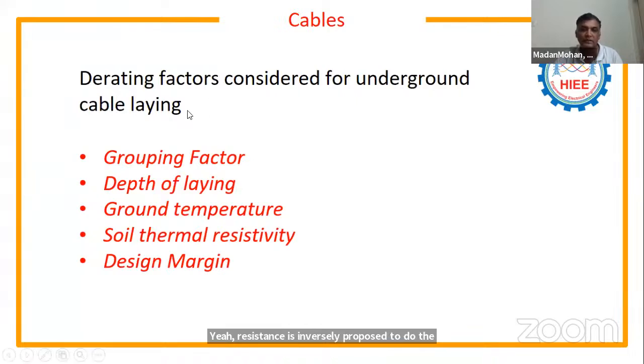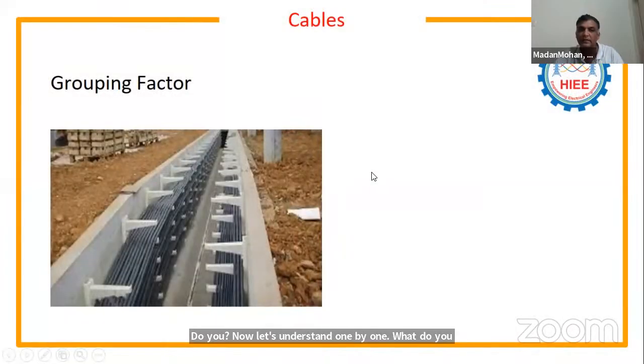So these are the derating factors we consider when you are laying the cables below the ground: group rating factor, depth of laying, ground temperature, soil thermal resistivity, and also we consider design margin. Clear? Now let's understand one by one what we mean by group rating factor, what is depth of laying, and everything.